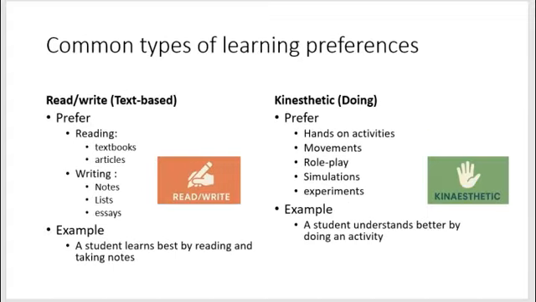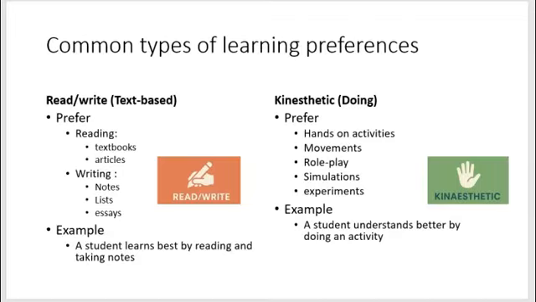The last 2 types are reading and writing, and then the kinesthetic. So let's look at reading and writing. This is text-based. These students prefer reading textbooks, reading articles, writing their own notes, writing lists, writing essays. So if you ever learned, I don't know if you guys are still doing this, the Cornell notes, where you would write down your notes, research has shown that students retain information if they hear what they're learning and then they write it down and put it in their own words.